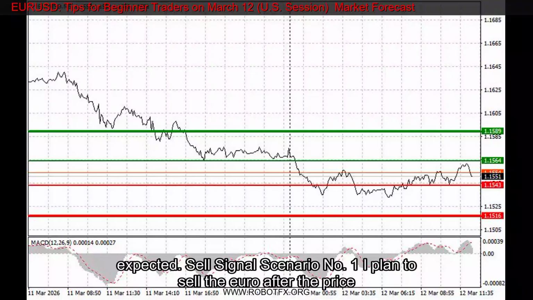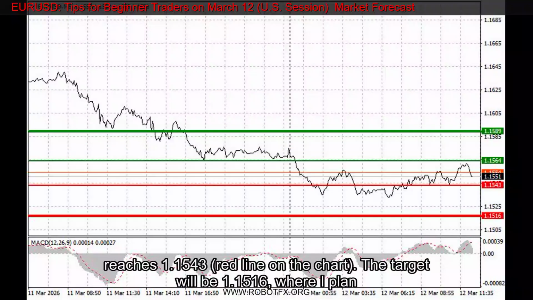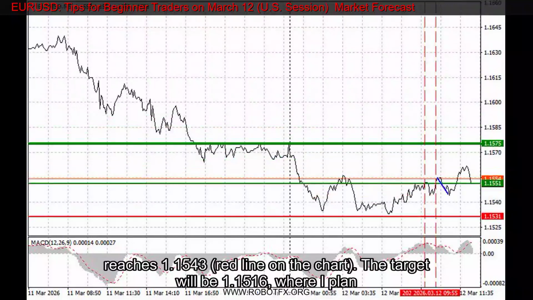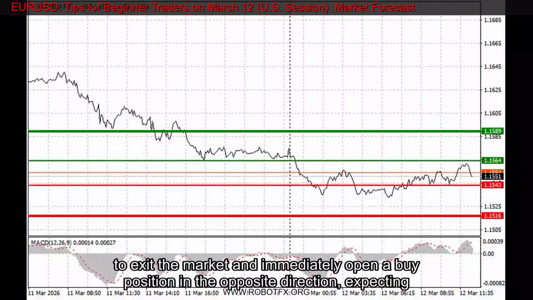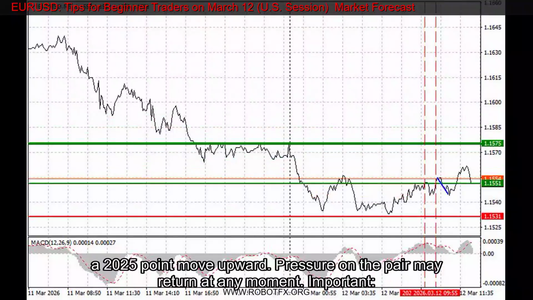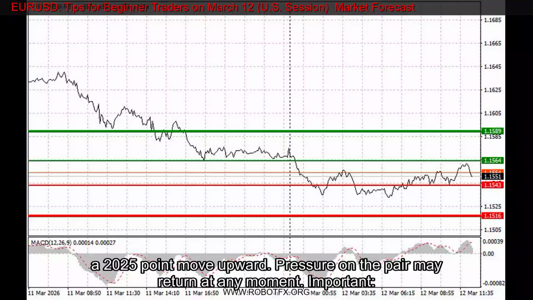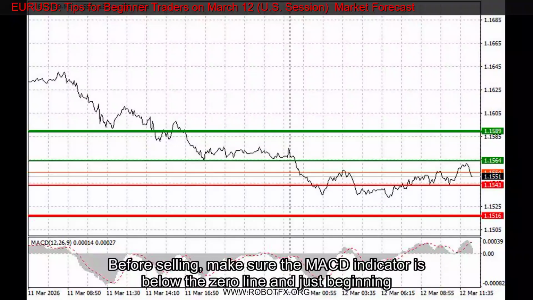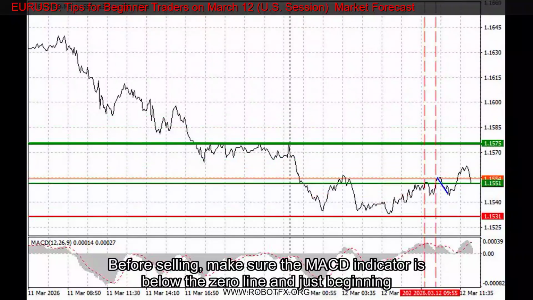Sell signal scenario No. 1. I plan to sell the euro after the price reaches the 1.1543 red line on the chart. The target will be 1.1516, where I plan to exit the market and immediately open a buy position in the opposite direction, expecting a 2,025-point move upward. Pressure on the pair may return at any moment. Important, before selling, make sure the MACD indicator is below the zero line and just beginning to move downward.